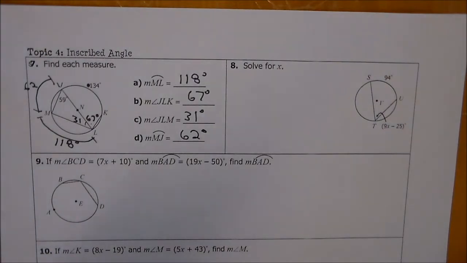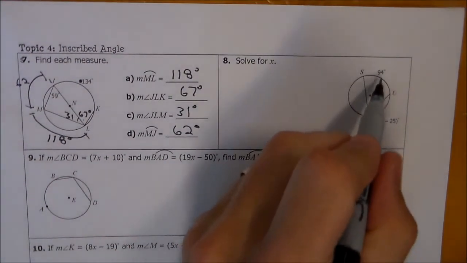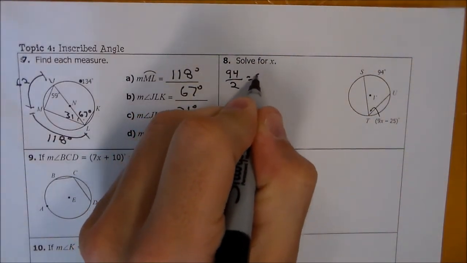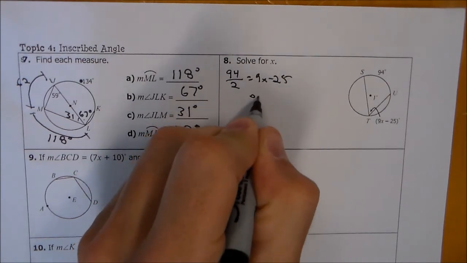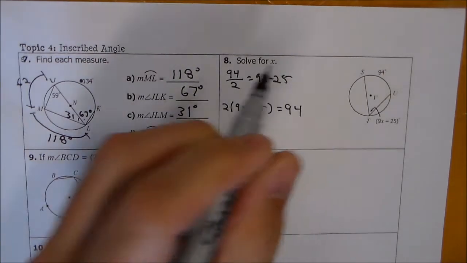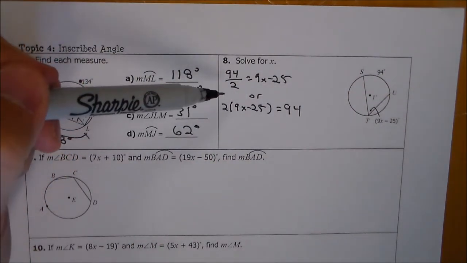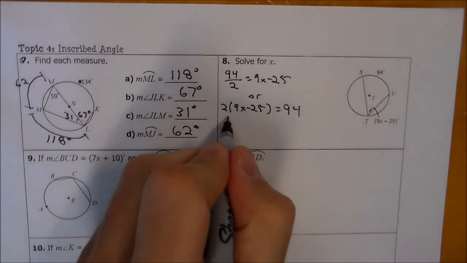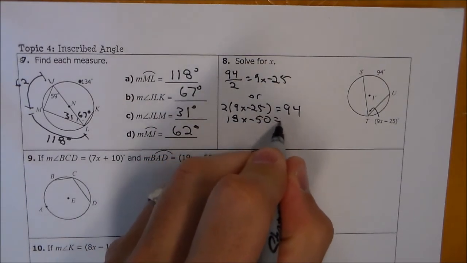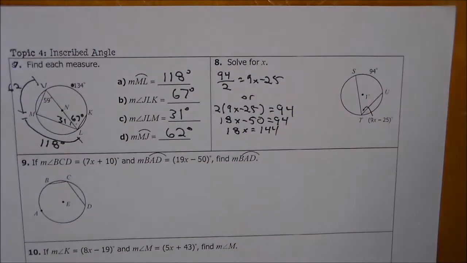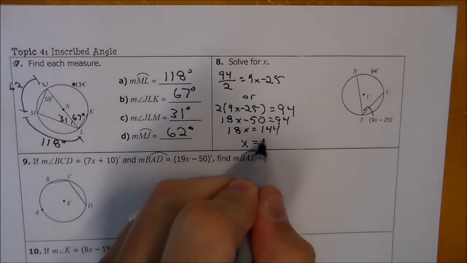For number 8, this is just a basic inscribed angle problem. You're not going to set them equal. You're going to either take half of 94 equals 9x minus 25, or you double 9x minus 25 and set it equal to 94. Mathematically, this is the same thing. So instead of dividing by 2 on one side, I'm doubling the other side. You just need to make sure you're following that rule correctly. So let's go 18x minus 50 equals 94, and 18x equals 144. So now 144 divided by 18 gives me 8 for x.